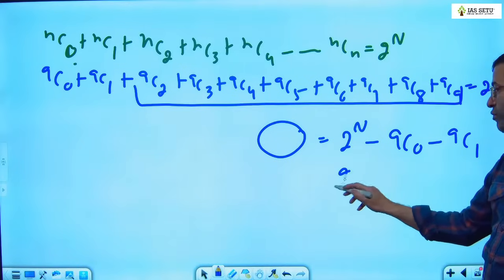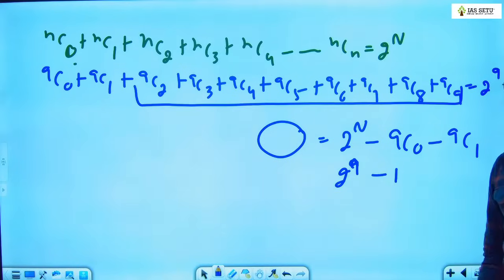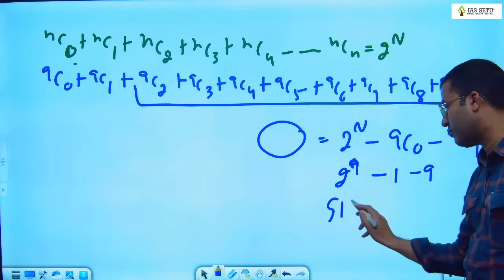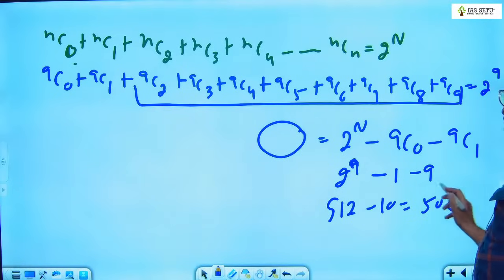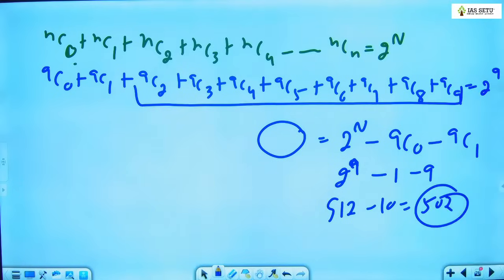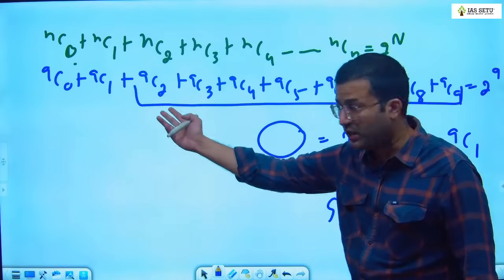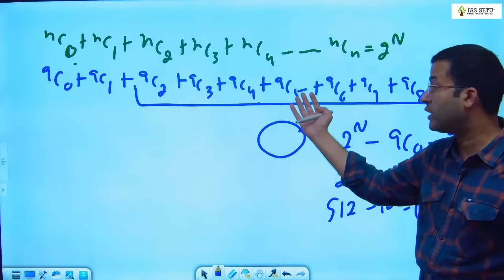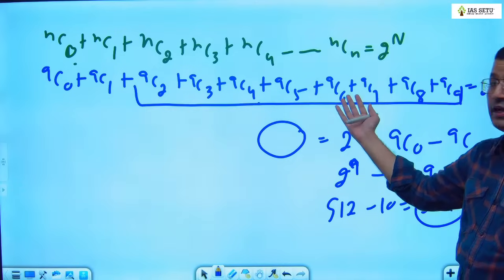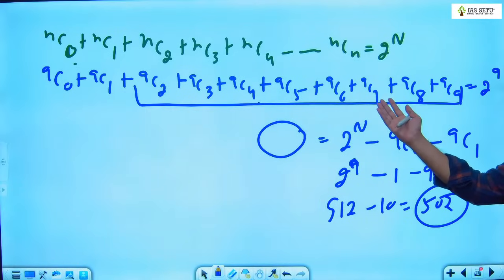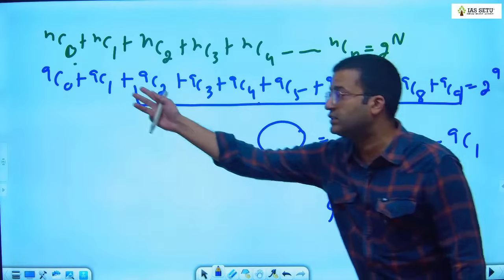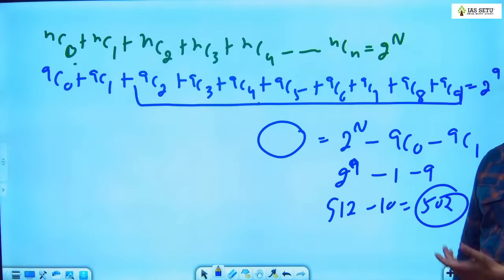What is 9C0? 1. And what is 9C1? 9. What is 2 is to power n? 512 minus 10, 502 is your answer. ये जब हम कोई भी 2 डिजिट सिलेक्ट कर रहे हैं, here we are selecting 3 digit out of 9, 4 digit out of 9, 5 digit out of 9, 6 digit out of 9, 7 digit out of 9, 8 digit out of 9, 9 digit out of 9. What we are not selecting? 1 digit and 0 digit. वो जाके माइनस हो जाएगा.